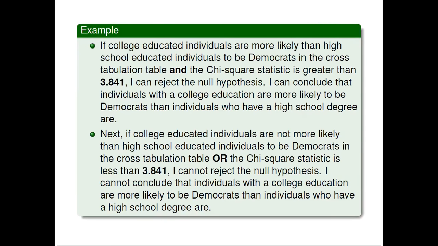The decision rule is if college-educated individuals are more likely than high school-educated individuals to be Democrats in the cross-tabulation table, and the chi-square statistic is greater than 3.841, I can reject the null hypothesis. I can conclude that individuals with a college education are more likely to be Democrats than individuals who have a high school degree. Next, if college-educated individuals are not more likely than high school-educated individuals to be Democrats in the cross-tabulation table, or the chi-square statistic is less than 3.841, I cannot reject the null hypothesis. I cannot conclude that individuals with a college education are more likely to be Democrats than individuals who have a high school degree are.